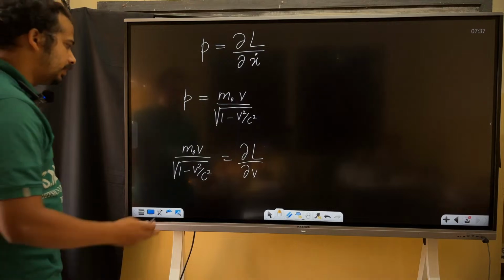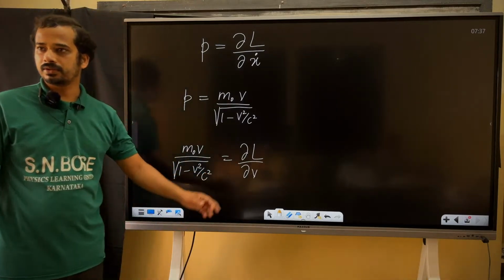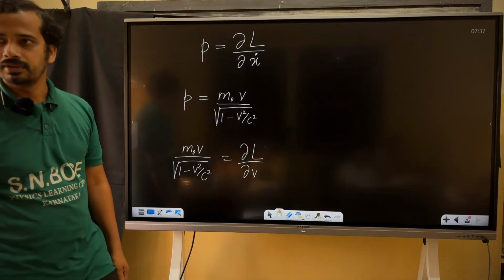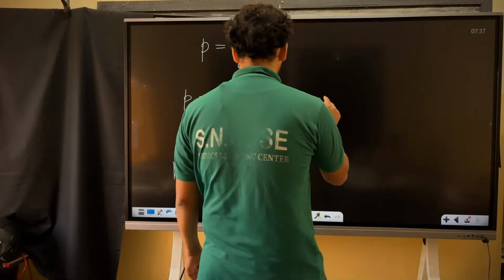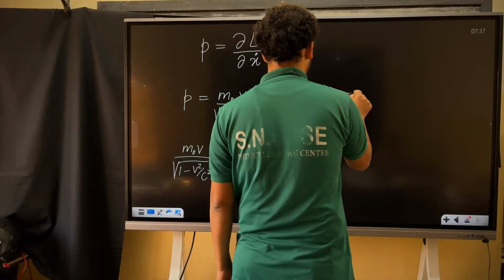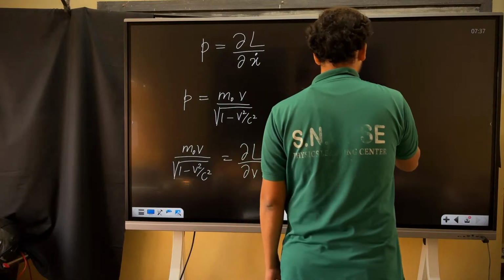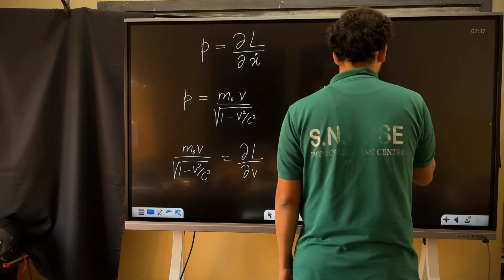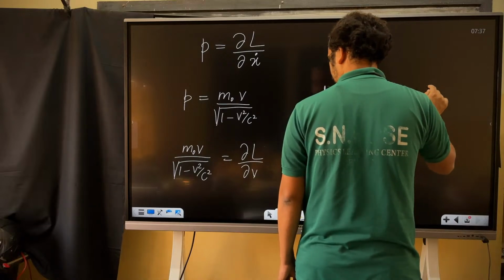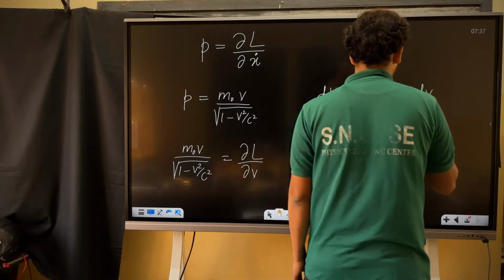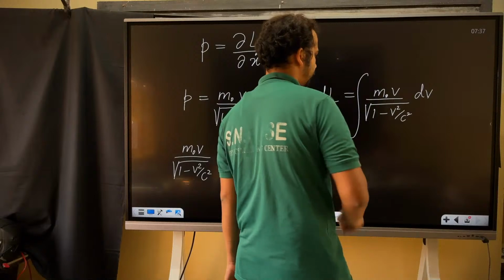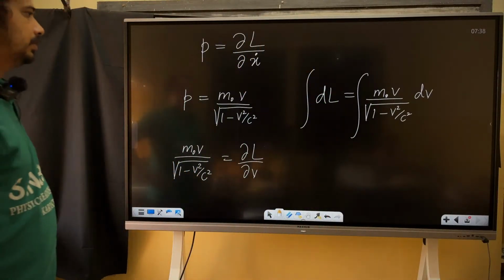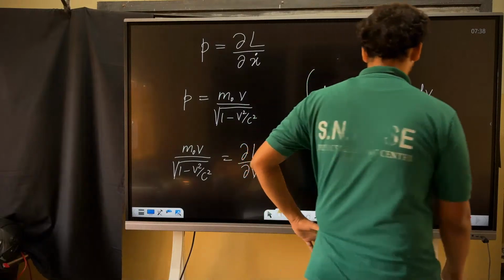Okay. Now this equation you need to variable separate, and you need to solve for Lagrangian. When you do this one, okay, so dL, that's equal to m naught v by root of 1 minus v square by c square into dv. You need to integrate it out. Can you do it? Then you will get this one.